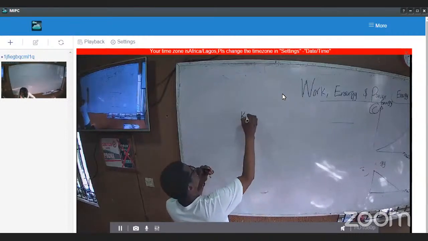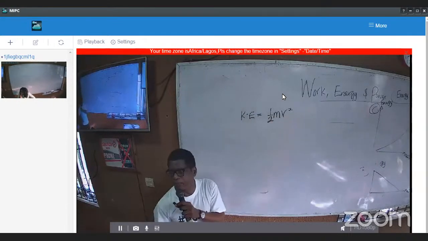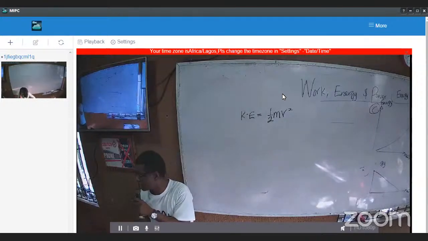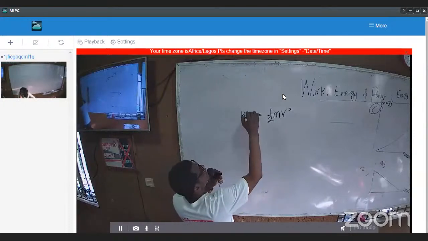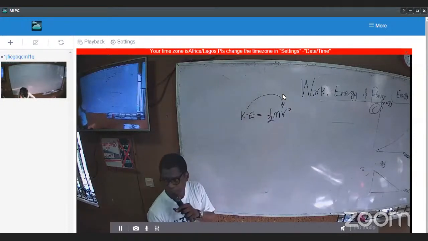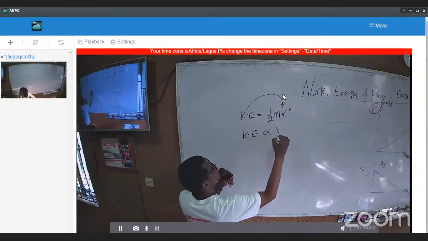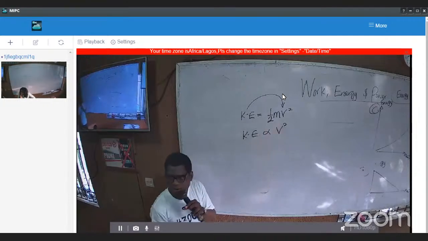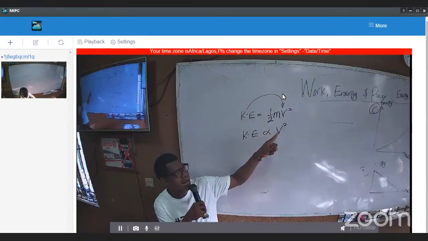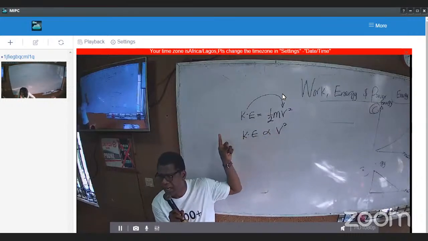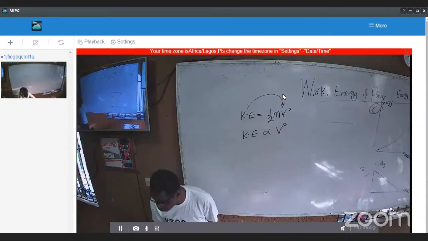Class, what level of kinetic energy? Kinetic energy is what? Half m v squared. So what happened when the velocity is halved? Class, the first thing to know is the relation between KE and velocity. Kinetic energy is proportional to v squared. Forget about the mass, mass is constant. So when the velocity is halved, the kinetic energy will be quartered. That's the answer, not quadruple.